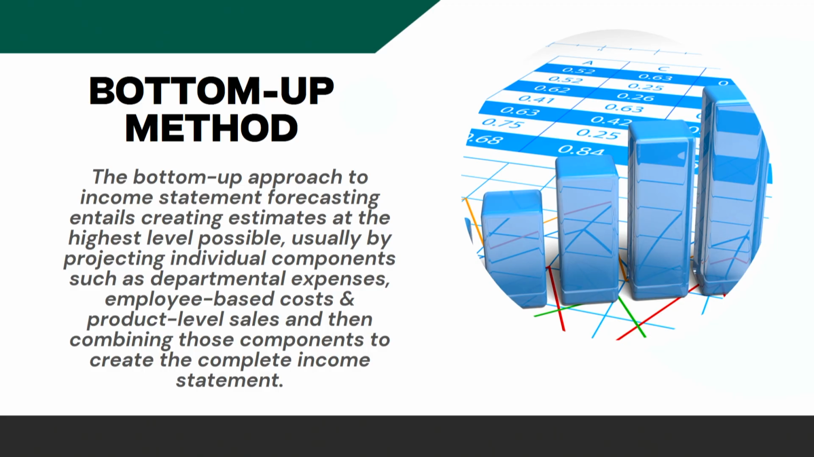Now, to start with, the third method of projecting income statement is the bottom up method, where we start in a reverse order. Normally, when you talk about income statement, we start from the revenue or the sales generated in the business and the estimation with regard to that.